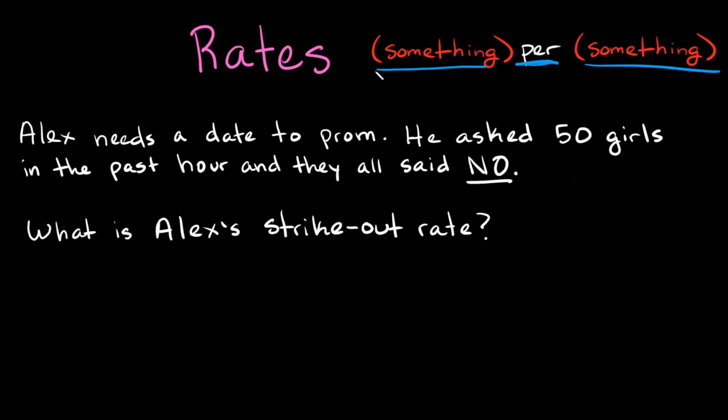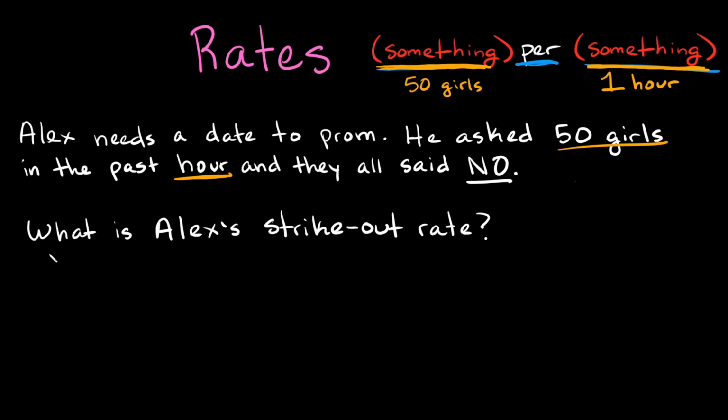So the first one is, okay, so remember, your answers are written as something per something, right? So normally this first something is some sort of quantity, okay? And then this second something is normally a unit of time. Okay, so for this problem, the quantity that we're talking about right here would be the girls, right? So 50 girls. So I would write 50 girls, okay? And then I told you this second something is normally a unit of time, okay? But if you read through the problem, it says he asked 50 girls in the past hour. So we're talking about just 1 hour right here, right? So then we would put 1 hour over here.